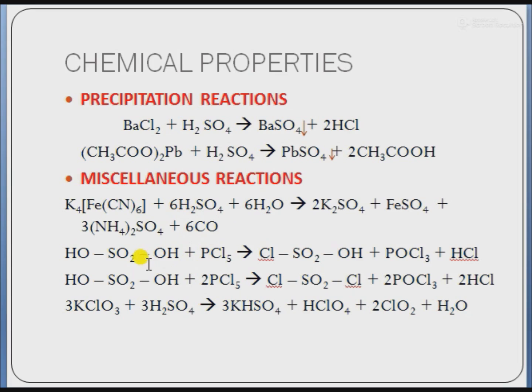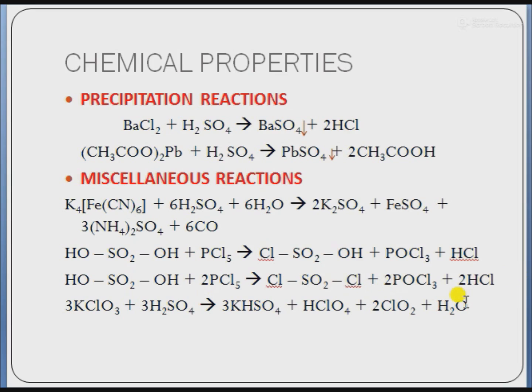Next, when sulfuric acid reacts with PCl5, it forms chlorosulfonic acid plus POCl3 plus HCl. It depends upon the amount of PCl5. If we double the amount of PCl5 and react it with the sulfuric acid, it forms sulfuryl chloride. Its formula is ClSO2Cl plus 2POCl3 plus 2HCl.